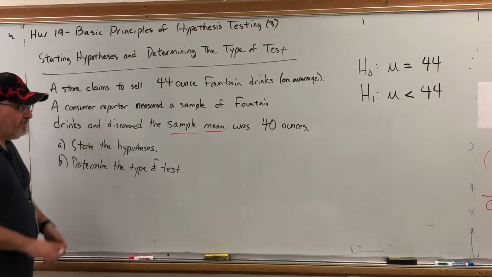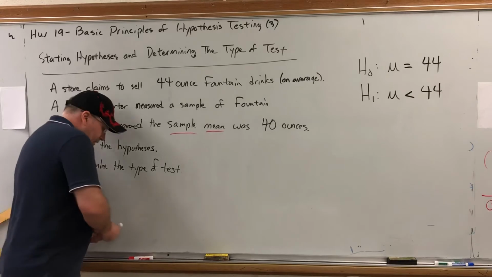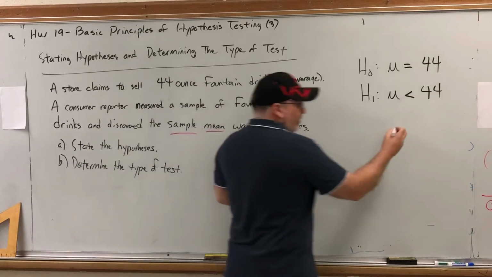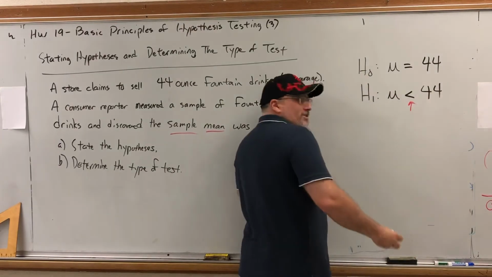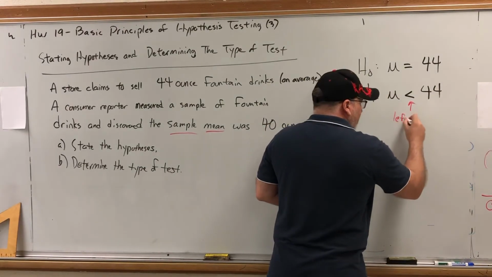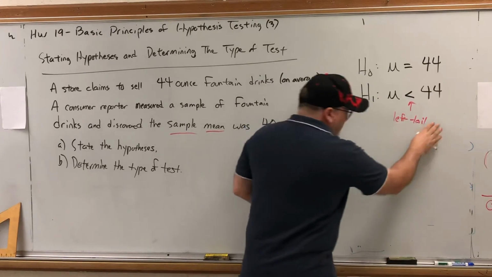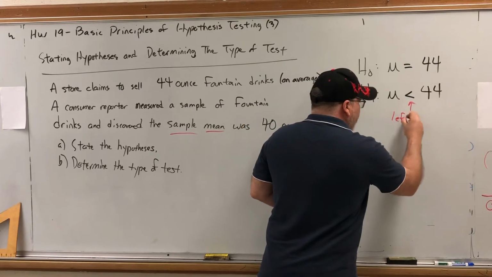Which type of test is this? Well, it's pretty easy. To answer what type of test it is, you look in the alternative, you look at the inequality. Less than means left tail. That's supposed to say left tail, I'm not sure what happened in the middle there.